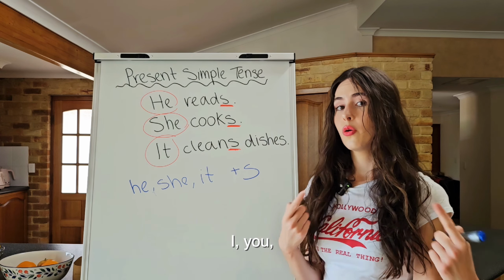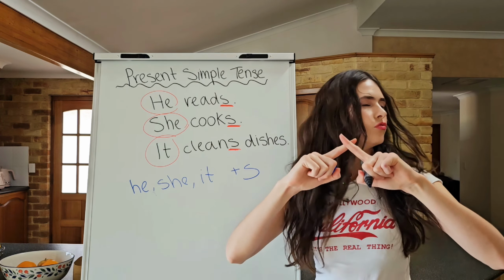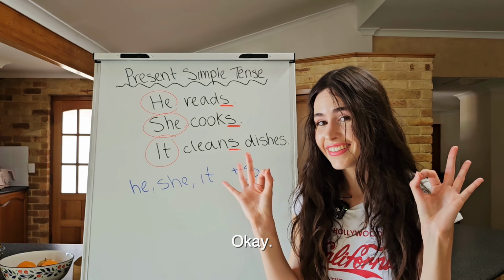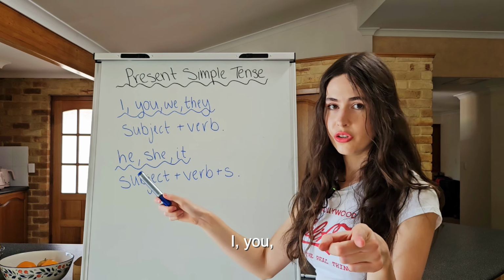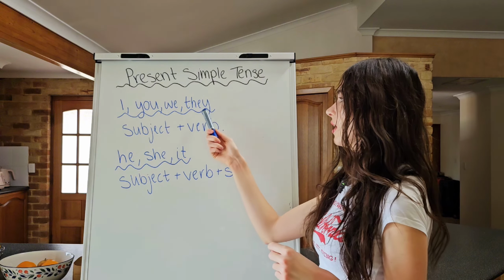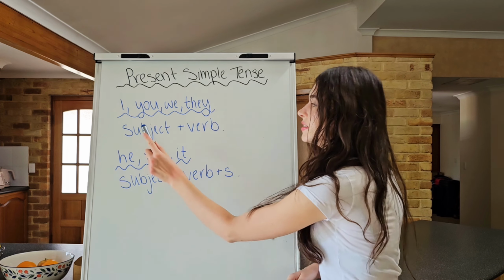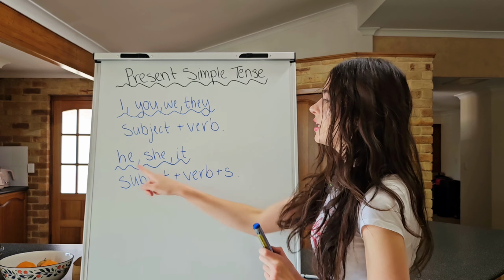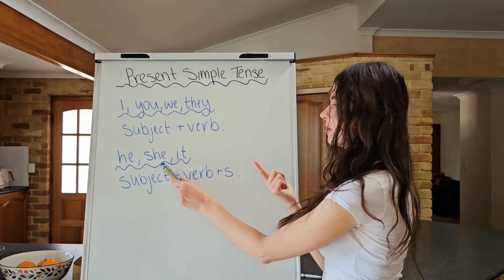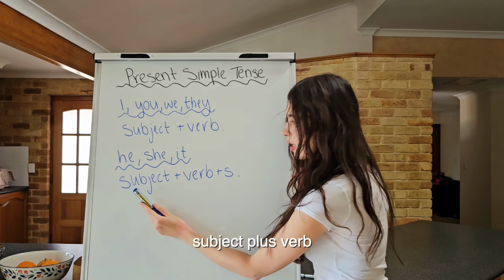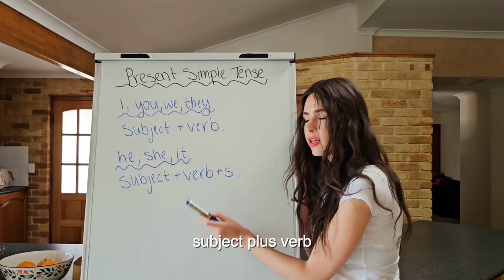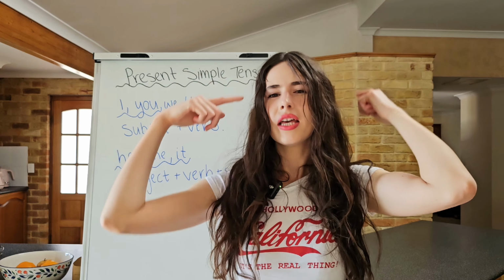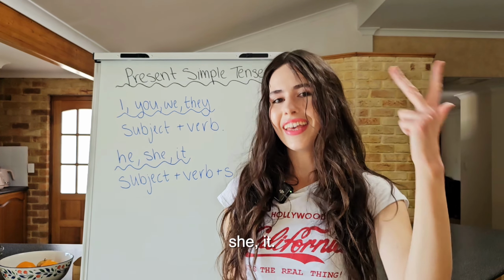I, you, we, they, no S. Okay? I, you, we, they: subject plus verb. He, she, it: subject plus verb plus S. Remember, he, she, it.